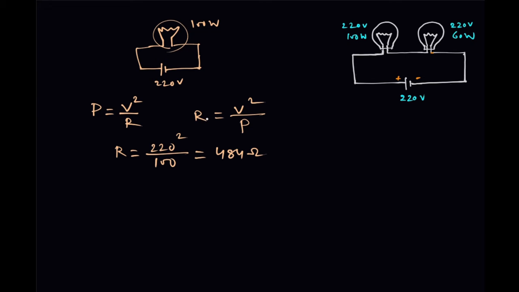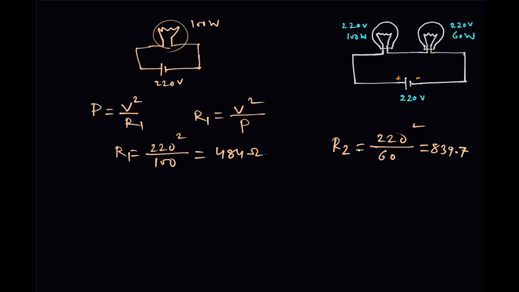We'll call this R1. Similarly for this bulb, we will calculate R2. R2 is equal to V squared, just similar to this case. If this bulb is connected here and 220 volt is supplied, then we get 60 watt. That means R2 is equal to 220 squared divided by 60. Let us calculate how much we get. That is 839.67, let us call it 839.7.